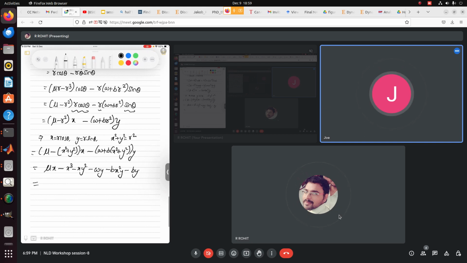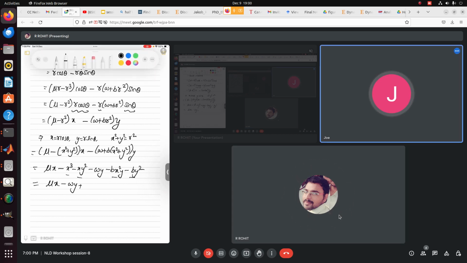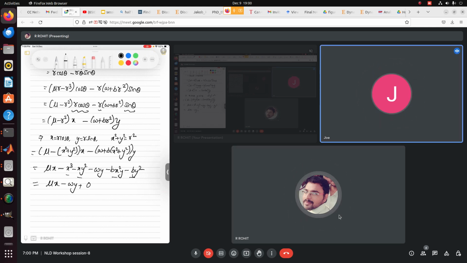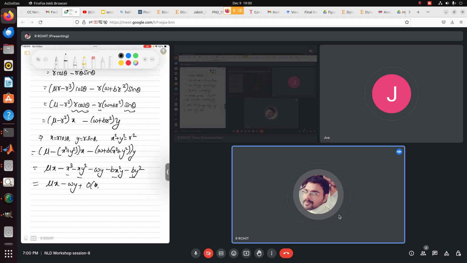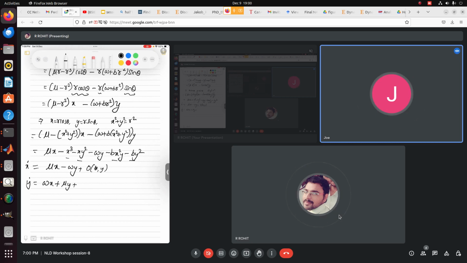So for these terms we will write mu x and minus omega y, and the remaining are higher order terms, minus b x squared and b y squared. Now the remaining will all be higher order terms in x or y. So this was for x dot we wrote. Similarly for y dot we can write omega x plus mu y plus higher order terms.